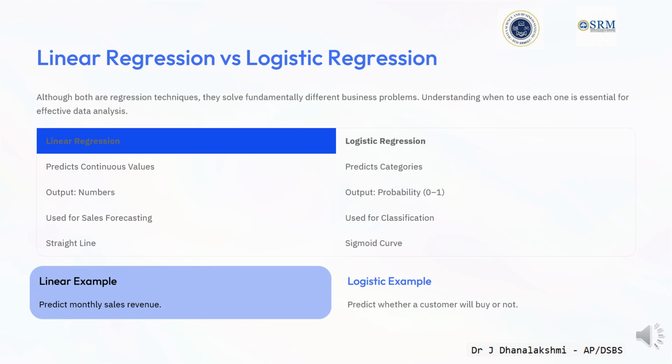Although both linear regression and logistic regression belong to the regression family, they solve different types of business problems. Linear regression predicts continuous numerical values such as monthly sales revenue or product demand using a straight-line relationship. Logistic regression, on the other hand, predicts categorical outcomes, estimating probabilities between 0 and 1 using the sigmoid function. For example, linear regression predicts sales figures, whereas logistic regression predicts whether a customer is likely to purchase a product or not. Understanding this distinction helps organizations choose the appropriate analytical technique.